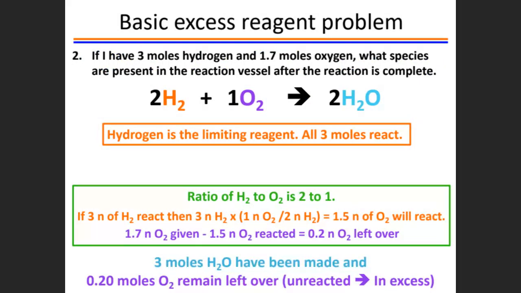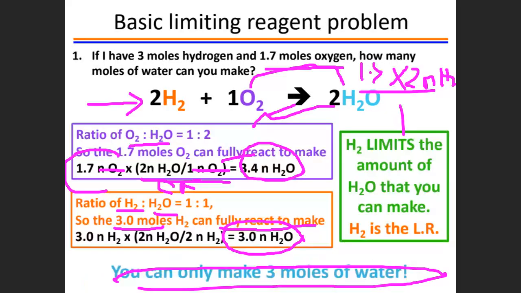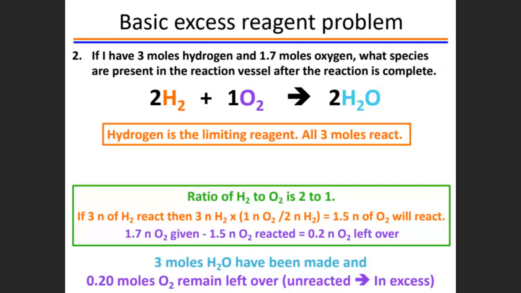That's it. If I have 3 moles of hydrogen and 1.7 moles oxygen, what species are present in the reaction vessel after the reaction is complete? Actually, we have already done it from here, but we have another way to find the excess reagent. Let's see here. If you know the basics of what is going on, you don't need to take too much time to conclude which one is limiting, because sometimes you will have multiple choice questions. So it will save your time.